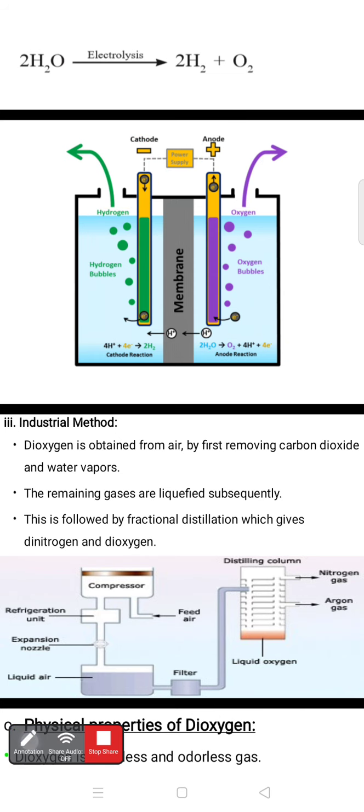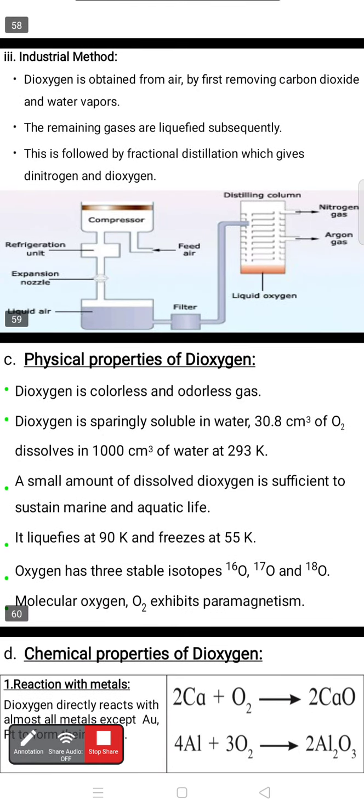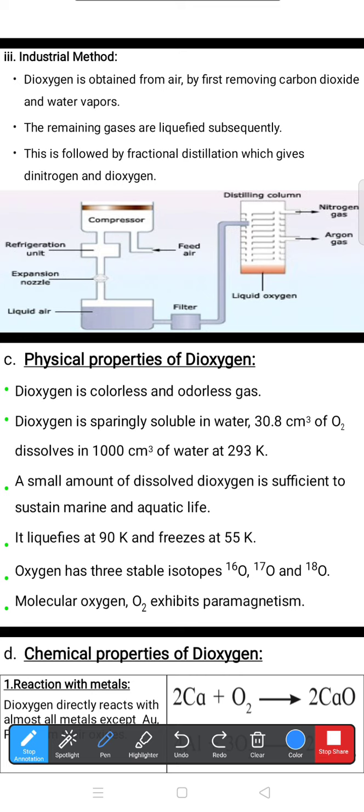In this way, we observe that diagram, and later on, one more method we'll see, that is the industrial method. In the industrial method, oxygen is obtained from air by first removing carbon dioxide and water vapors. Then the remaining gases can be liquefied, followed by fractional distillation. It gives dinitrogen and dioxygen also.